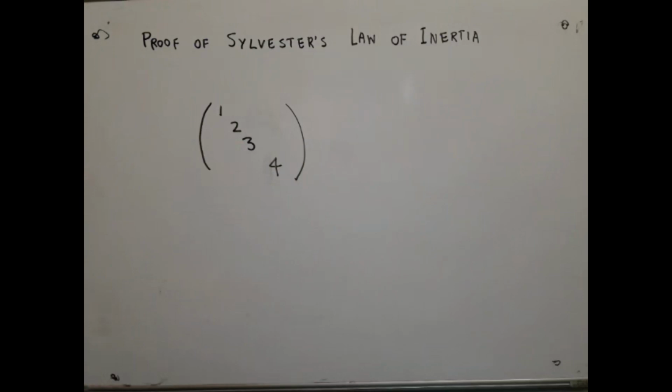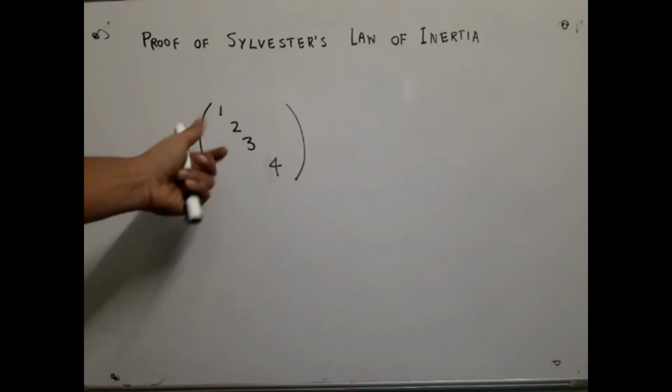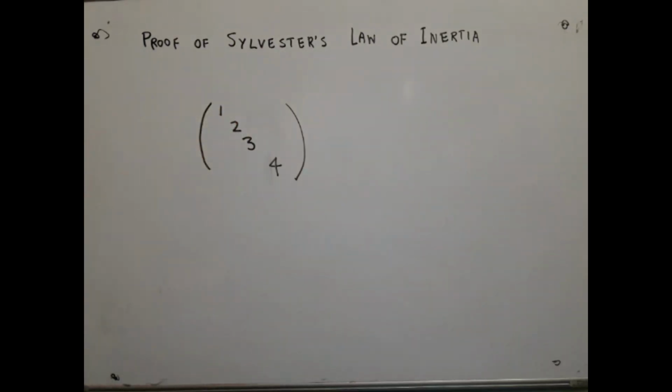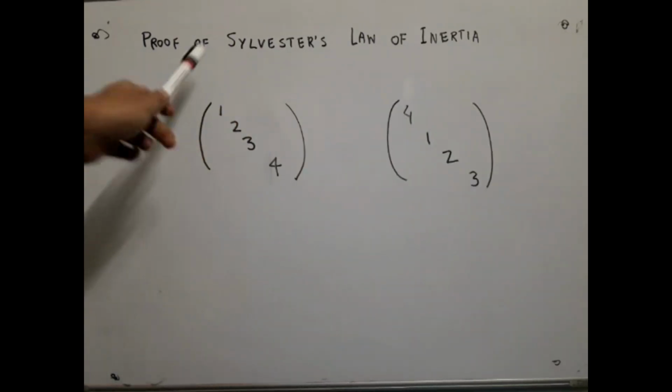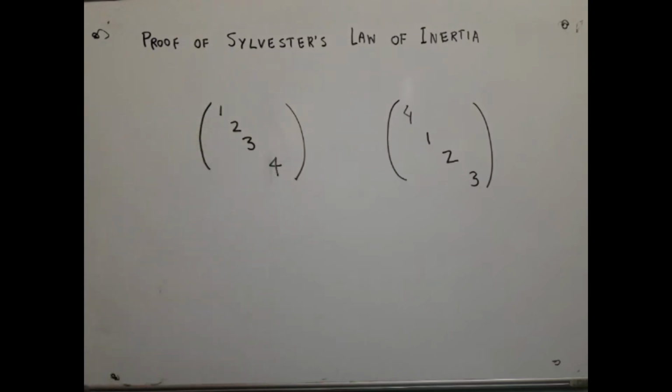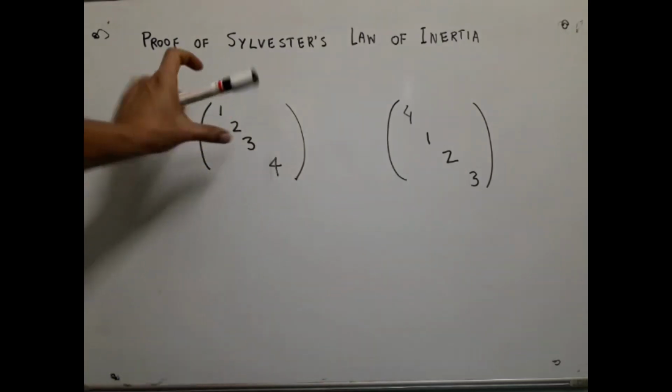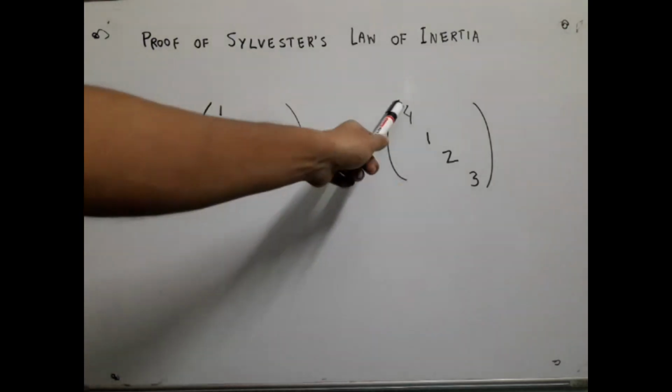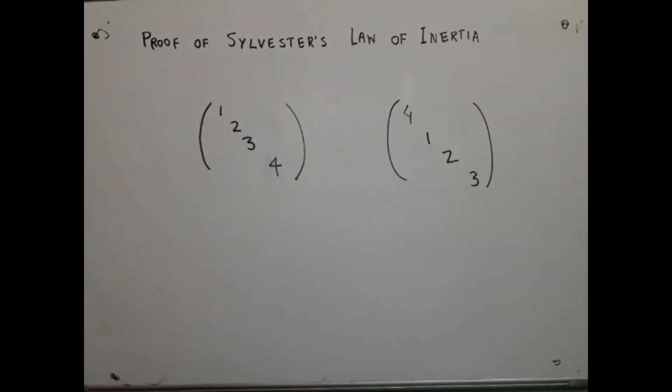Now, one type of diagonal matrix that is guaranteed to be congruent to this is obtained by simply permuting these numbers like this. I just permuted them. I could have taken any permutation. What I did, I just cyclically shifted them. So, 4 came up and 1, 2, 3 got shifted down.